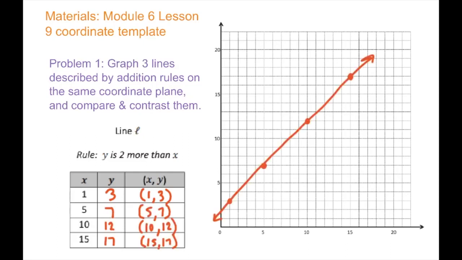Amazing job. As you can see here, my chart is completed, so I stuck with the rule that y is 2 more than x. So 5 was my x coordinate, 2 more is 7, 10, 2 more is 12, and 15, 2 more is 17. I then plotted all of my points and I will label my line. So let's move on to the next rule.